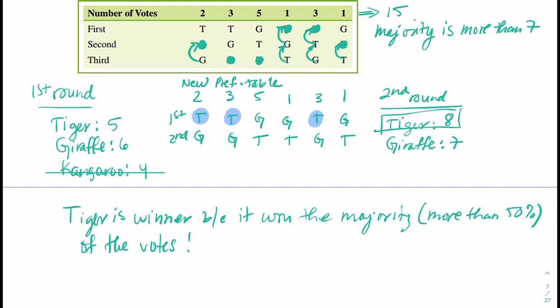So if you're thinking about the animals that have won the election, when we did the plurality method, we got the giraffe as the winner. And when we did the Borda count method and this plurality with elimination, we got that the tiger is the winner for both of those. So we still got different answers for plurality compared to the other two.